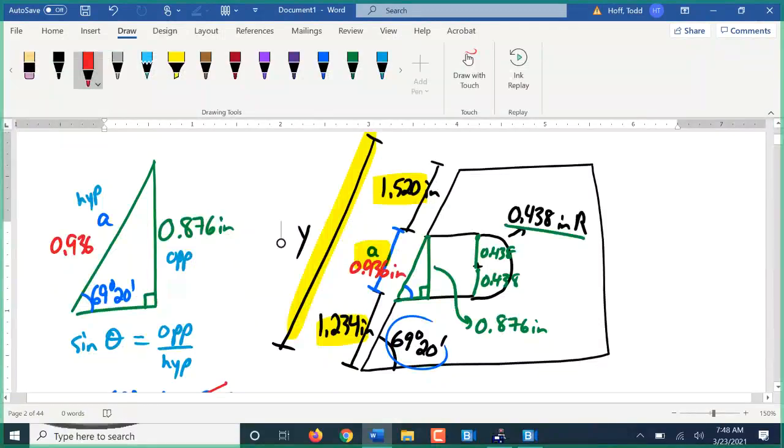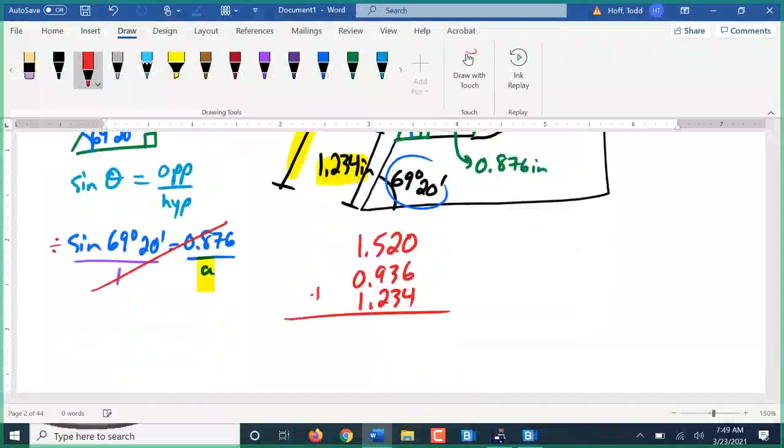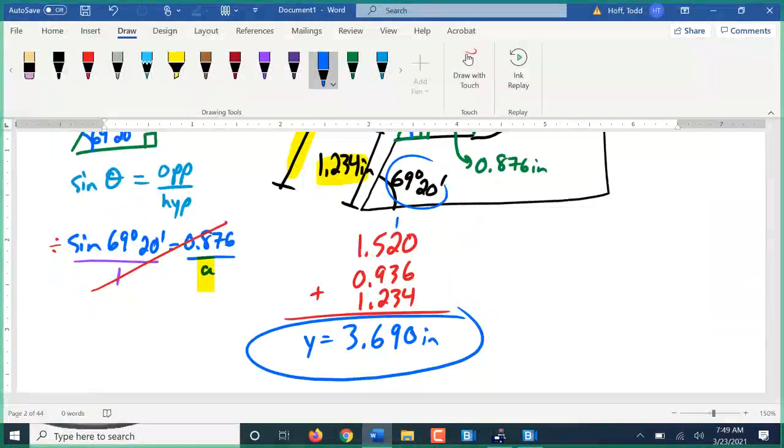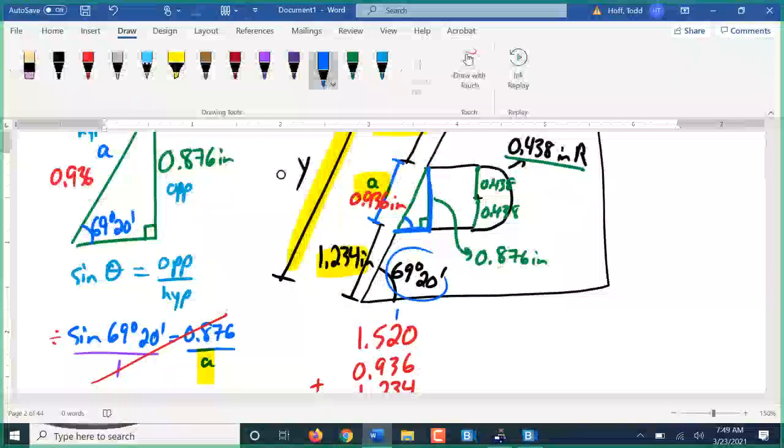So my dimension Y: 1.52, 0.936, 1.234. Adding those all up, 3.690 inches is my dimension Y. So again, there was a case where we had to still find that right angle, but it was a matter of looking at a vertical dimension and a horizontal dimension, and where they intersected gives us that right angle.